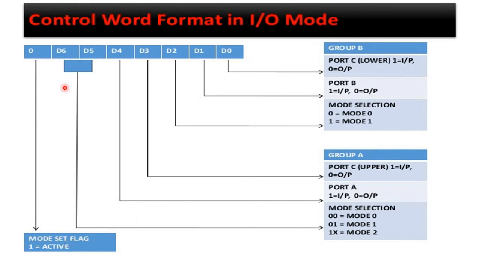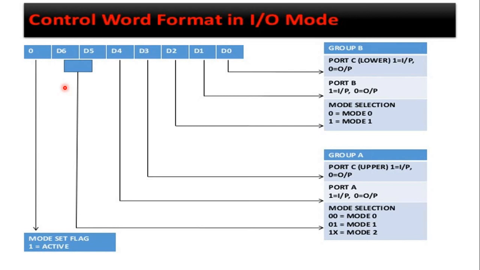Then the programming of 8255. To communicate with the peripheral to 8255, 3 steps are necessary. Step number 1 is first to determine the port addresses of ports A, B and C and the control register according to the chip select logic and the address lines A1 and A0. So this is the first step: determine the address of ports A, B and C and the control register according to the chip select logic and address lines.